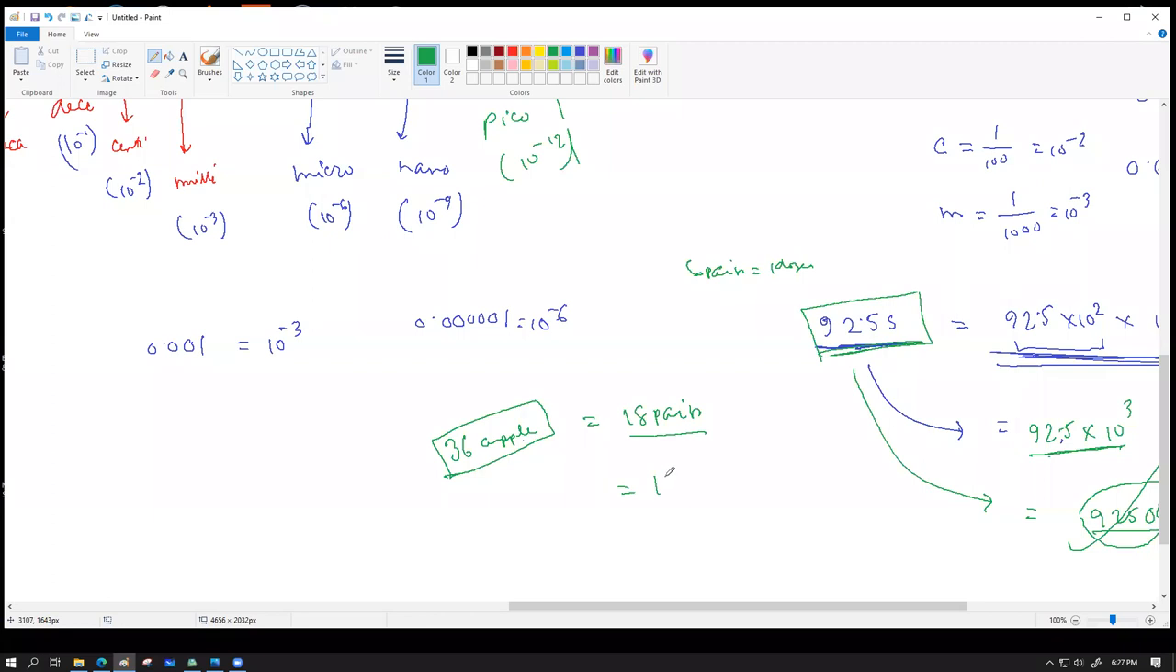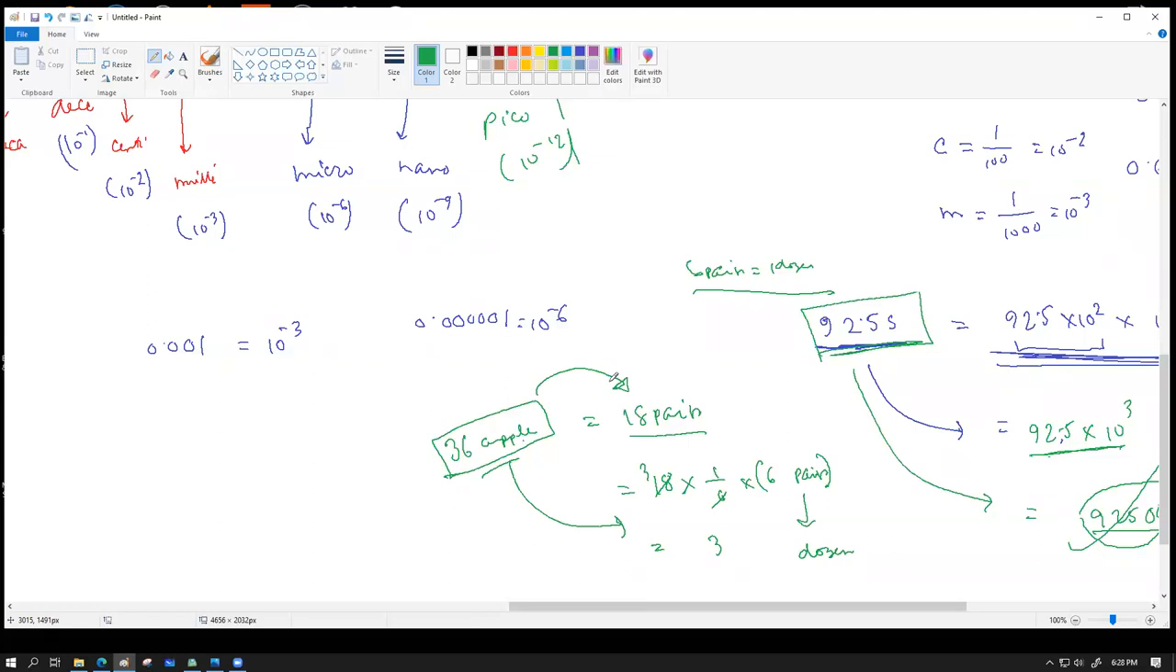So if I want to convert this information into dozen, I can do this: 18 into 1/6 into 6 pairs. Why am I doing this? Because I want to write this expression as a single word, dozen, which comes from here. And I'm going to calculate these two to get 3. So this is going to be 3 dozen. So 36 apples means 3 dozen, or it can equally mean 18 pairs.